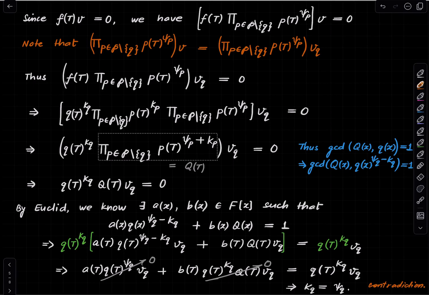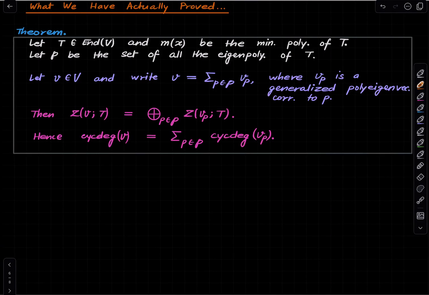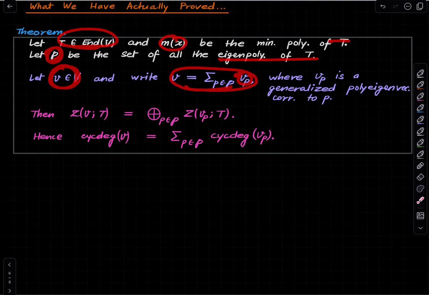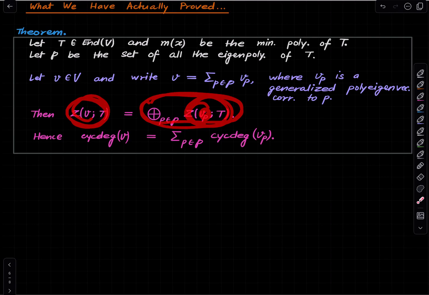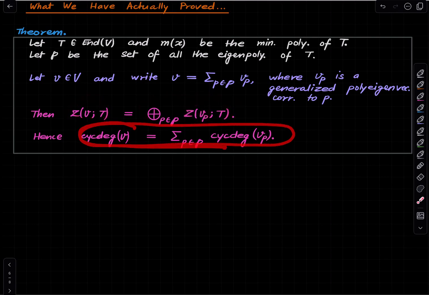Okay. So that's the proof of the existence of an optimal vector, optimal in the sense of cyclic degree. But if you analyze this proof carefully, you will find that we have proved something a little bit more. We've proved that if T is an endomorphism, Mx is the minimal polynomial of T, and this is the collection of all the eigenpolynomials of T, and we have a vector V which we split using the primary decomposition, then the cyclic subspace generated by V is the direct sum of the cyclic subspaces generated by the individual components. And the cyclic degree of V is the sum of the cyclic degrees of the individual ones. If you work that proof out, you will see this, and this implies the previous thing. This is a generalization. This is what we really did.